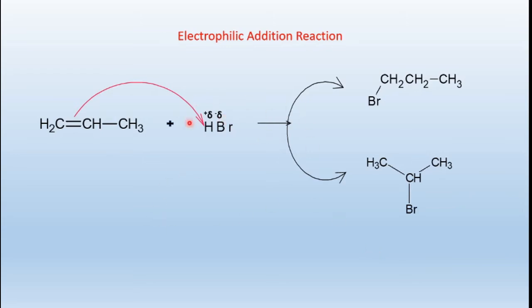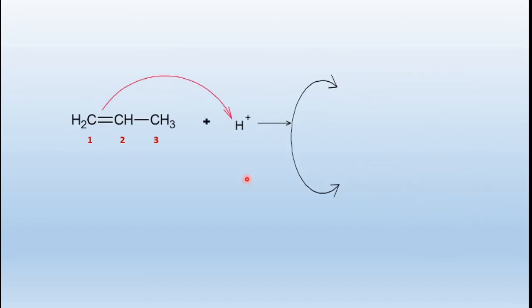In this example, the bromide, which is the negative part of the reagent HBr, will get attached to the carbon atom having less number of hydrogen atoms. So these are the two unsaturated carbon atoms, out of which the middle one has comparatively fewer hydrogen atoms. So Br must get attached to your middle carbon atom and it will lead to your major product, that is 2-bromopropane.